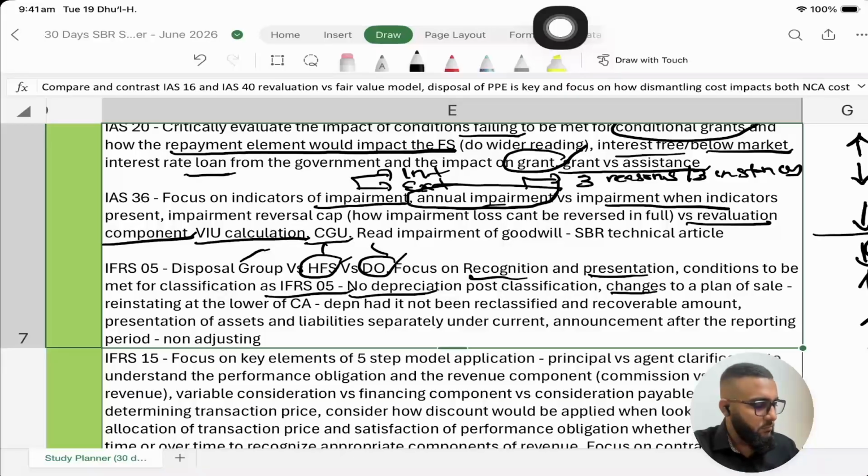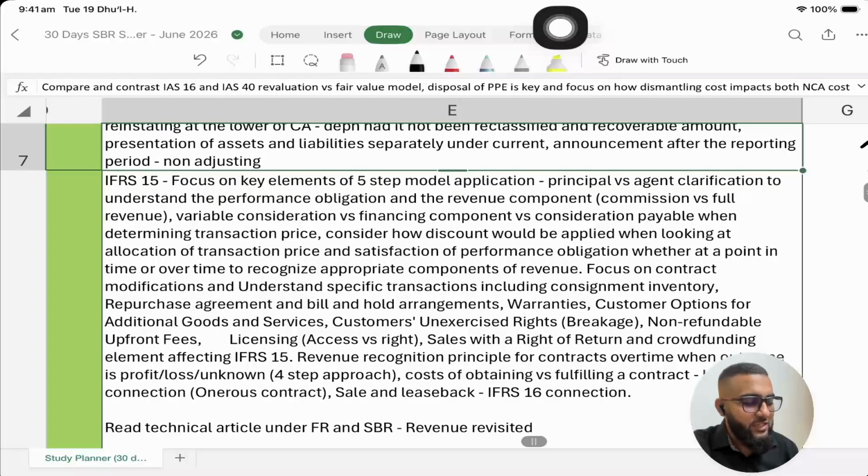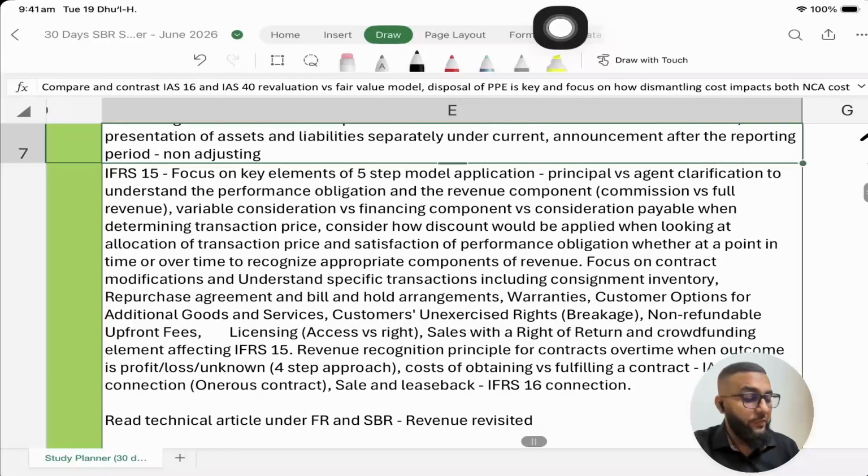Okay. All right. And then moving on to day 2, IFRS 15. So you need to focus on the key elements of the 5-step model application. You need to know the difference between a principal versus agent. If you are a principal, what would be your revenue? If you're an agent, what would be the revenue? What are the different ways in which you're going to recognize revenue?